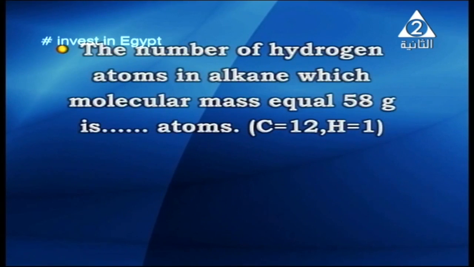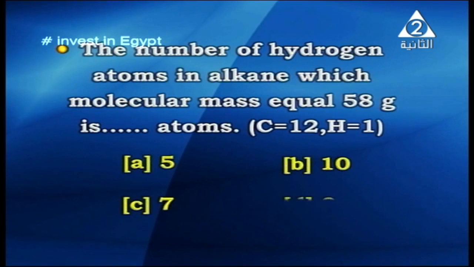The number of hydrogen atoms in an alkane whose molecular mass equals 58 grams is what number of atoms? Where the atomic mass of carbon is 12 and the atomic mass of hydrogen equals 1. 5, 10, 7, 8. If you solve it, my dear student, yes, it will be 10.